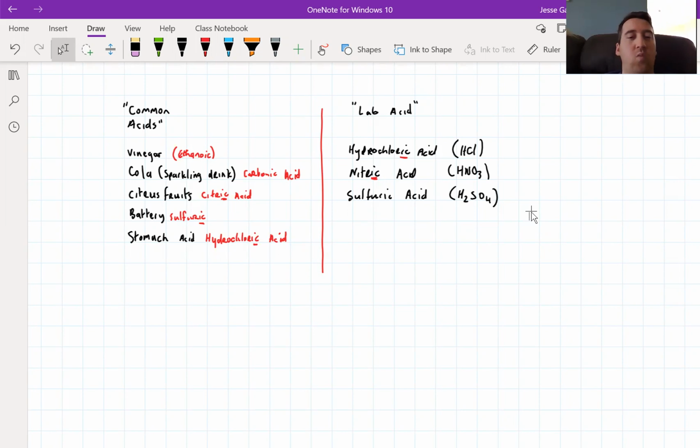What we want to now discuss is what makes these things acids. Why are they sour tasting? Why are they corrosive? And why are they called acids at all in the first place?